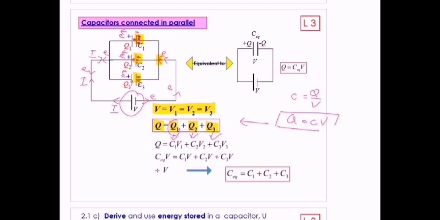And since all the potential differences are equal, it can be divided or cancelled off, because each capacitor has the same potential difference since it's connected in parallel. And this would be our equation to calculate capacitors in parallel. When the capacitors are connected in parallel, we just add up each capacitance to get the total capacitance.